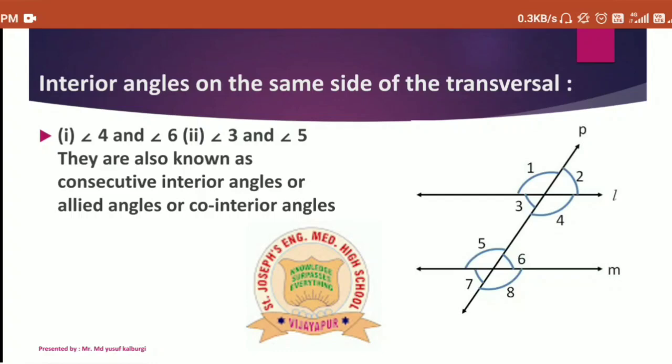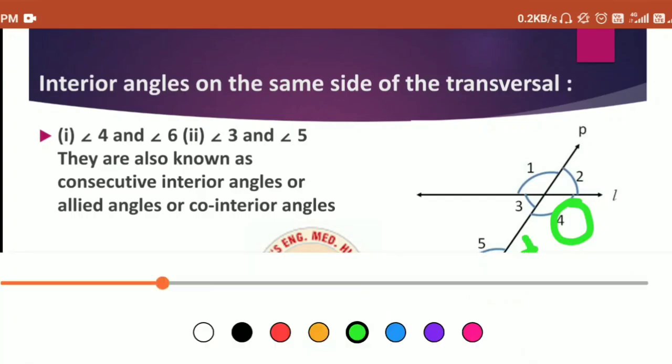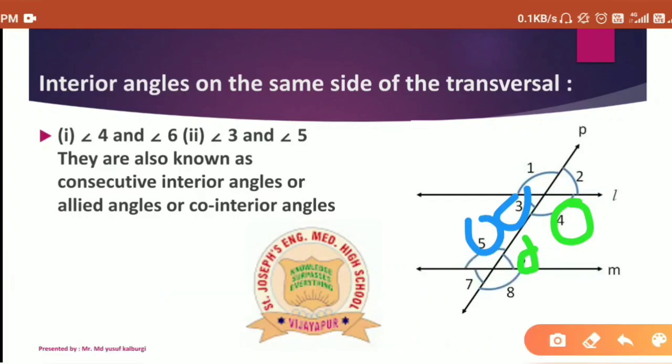These angles are called co-interior angles, allied angles, or consecutive interior angles. Okay, so this is all about interior angles on the same side of the transversal. Remember this one because they are inside. Angle 4 and angle 6, and one more pair is angle 3 and angle 5, because they are on the same side.